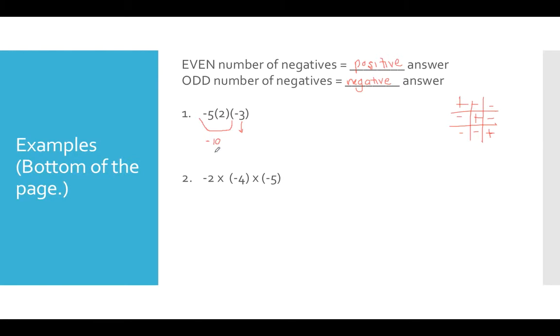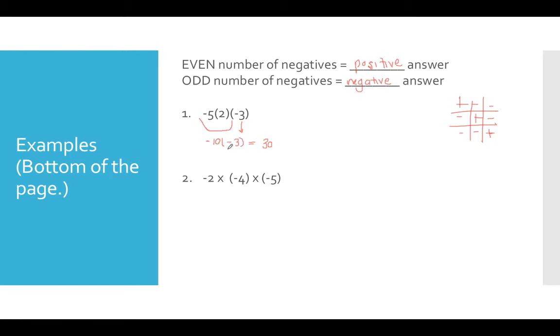Now I'm going to bring down my negative 3, and this now says negative 10 times negative 3, or the opposite of 10 times negative 3. Well, 10 times negative 3 would be a negative 30, and the opposite of a negative is a positive. The other way you can look at it is a negative times a negative is a positive.